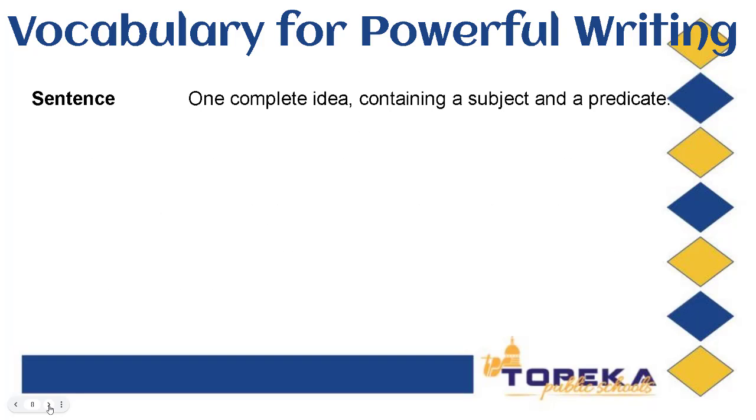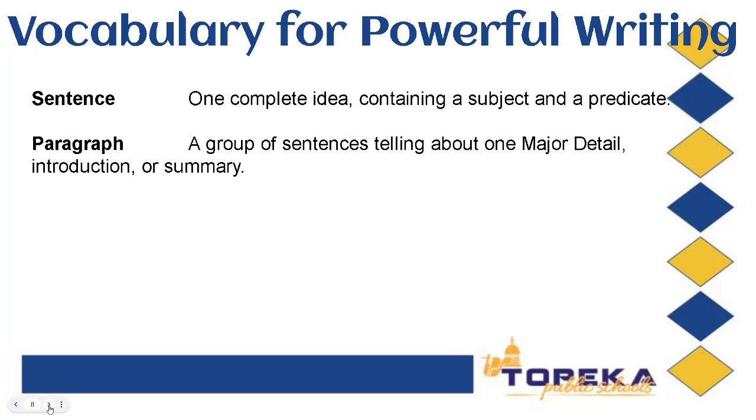We use the term sentence, and when we talk about sentence in powerful writing, it's just like what we would refer to with any writing. A sentence has a subject and a predicate. And a paragraph is a group of sentences telling about a major detail. Could be the introduction or the summary paragraph.